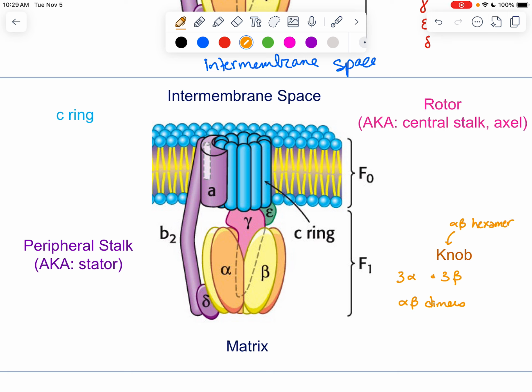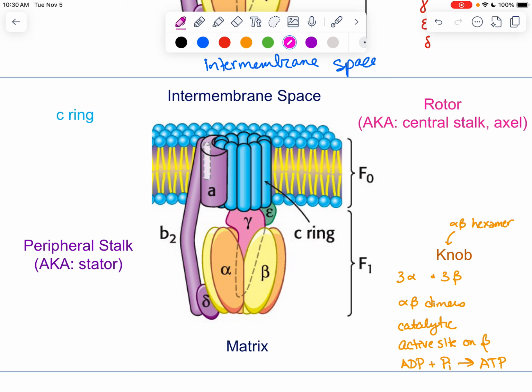And this is our catalytic portion. This is where our active site is. The active site is actually on the beta subunit. So this is where that activity of ADP reacting with the phosphate, forming ATP, occurs on these beta subunits. All right, so that was the knob.